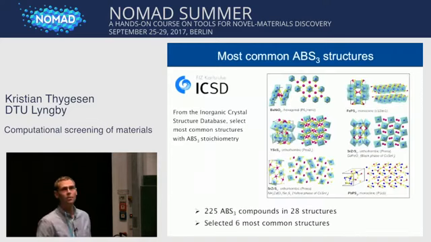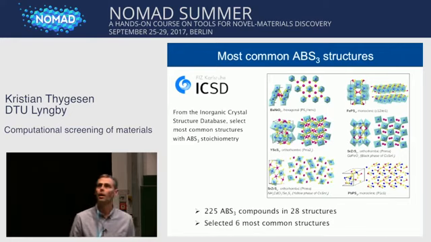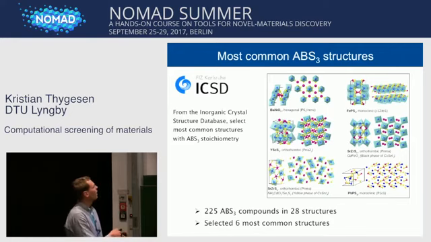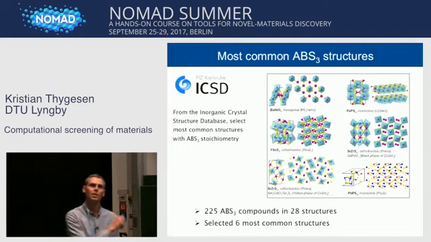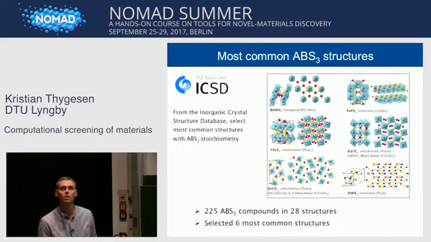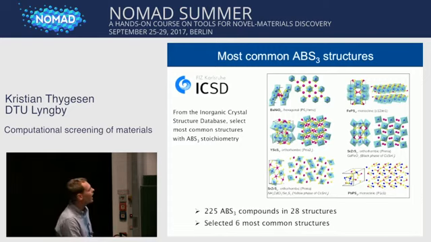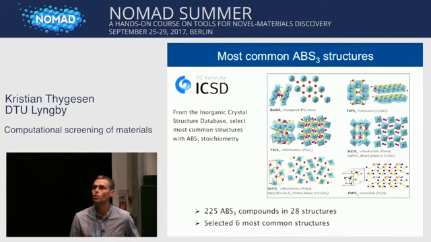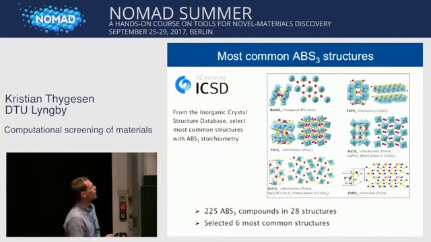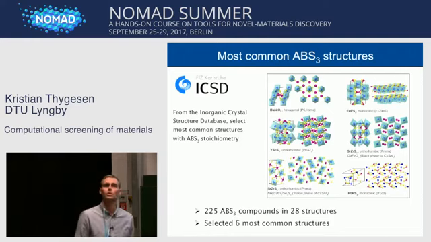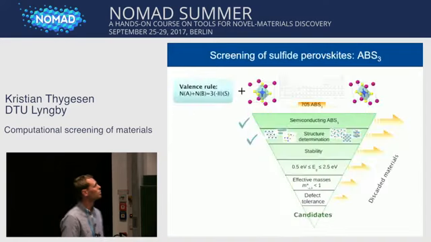Then we go to the ICSD, and if we search for structures with an ABS3 chemical formula, we find 225 structures in this Inorganic Crystal Structure Database. These are all experimental crystal structures, and they come in 28 different structure types. Out of the 28, we pick the 6 most frequently occurring structures, and those are the structures, together with the distorted perovskites, that we consider for the remaining part of our screening procedure. So we now have roughly 200 times 7 different compounds to look at.